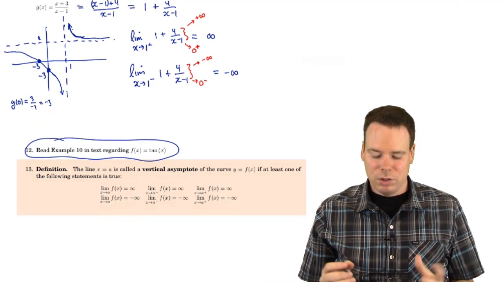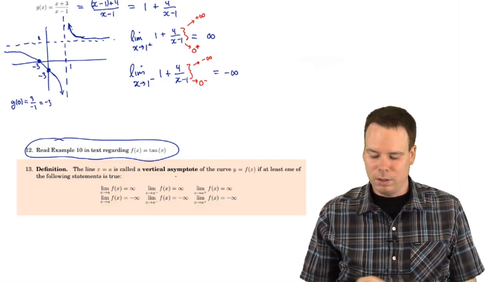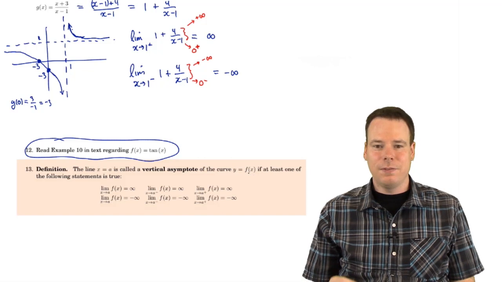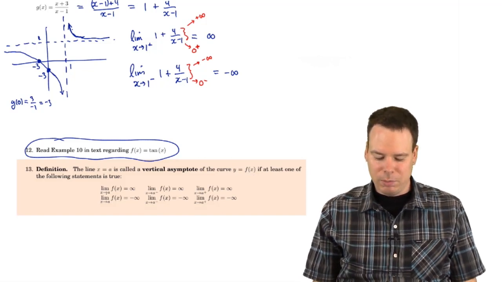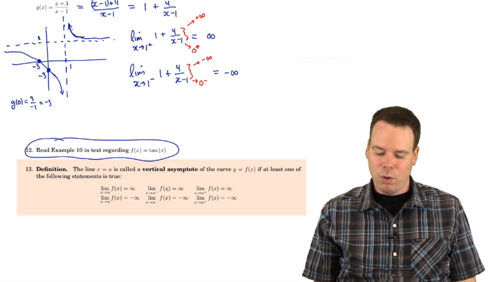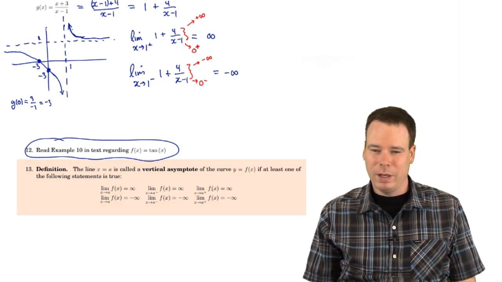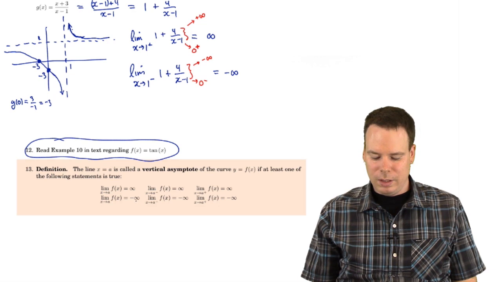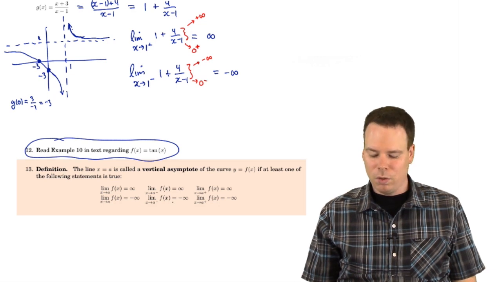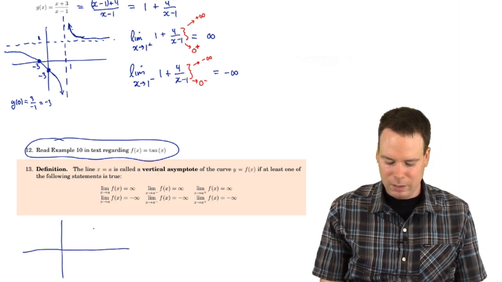And here's the formal definition of an asymptote. The line x equals a, this vertical line, is called a vertical asymptote of the curve y equals f of x if at least one of the following statements is true. Either the general limit as x goes to a of f of x is infinite, or one of the two-sided limits is, either the left-hand limit or the right-hand limit. Or the function has a limit of negative infinity, or one of the one-sided limits does. So in some sense, these are just trying to capture all of the cases.